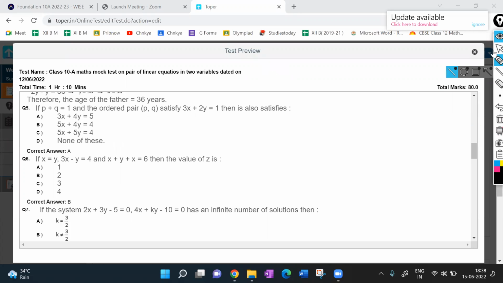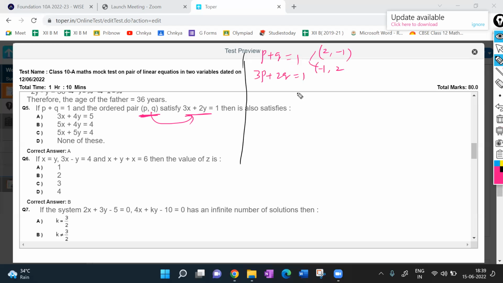Let me clear and write here. Look at this. So P plus Q is equal to 1 is given to you, and it will be satisfying this. If I take 2 comma minus 1 or minus 1 comma 2, correct? So now this pair satisfies this, which means P comma Q is a solution of that one, which means can I write 3P plus 2Q is equal to 1? So if I take the cases 2 comma minus 1 and minus 1 comma 2, these are the possible ordered pairs.